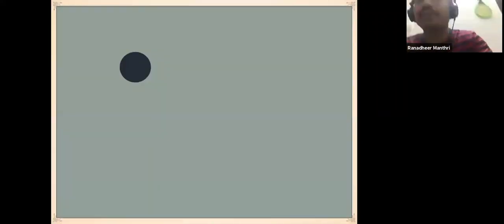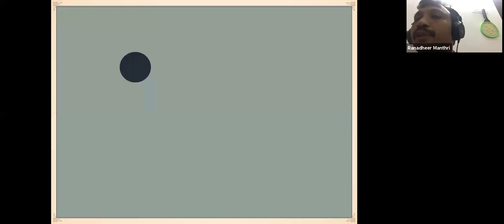Can you see anything here? If you closely observe, there is a green dot on this black shadow. Next slide, please. You see now there is a black dot on a light green shadow.